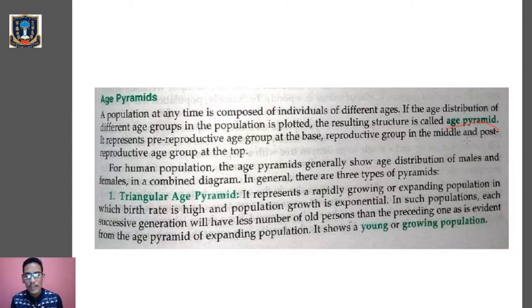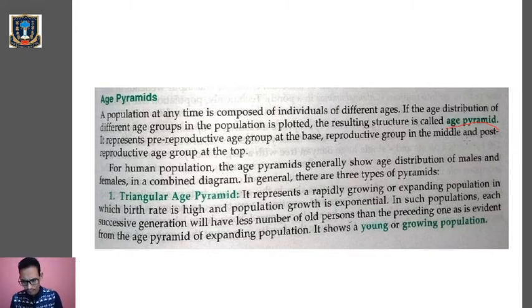Triangular age pyramids represent the rapidly growing or expanding populations, in which the birth rate will always be higher than the death rate. So in such populations, successive generations will have fewer old persons. Clear? So this triangular age pyramid shows a young or growing population, because this pyramid has a high birth rate compared to the death rate, and it has a higher number of young generations than the old one.